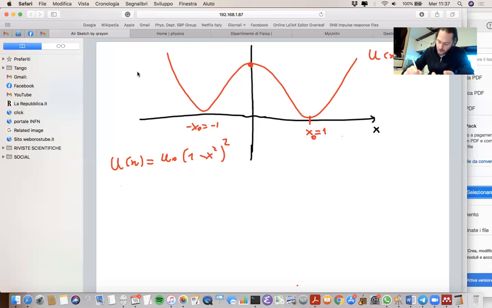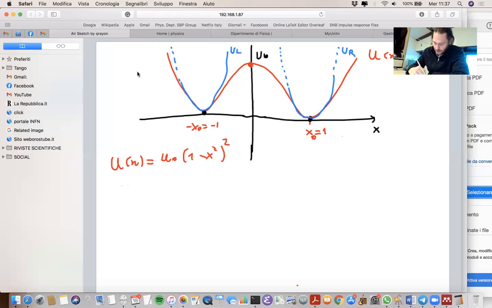Now let U naught be the value of the potential at the maximum, while the value of the potential at the minimum is going to be 0. If you expand this function near these minima, you discover that there are two harmonic oscillators, one sitting here and one sitting here. Let's call this U right, because it stands on the right, and U left.